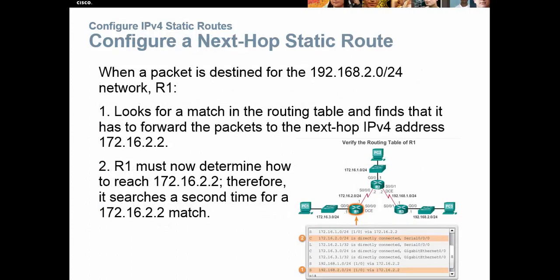So let's look at this. When a packet is destined for the 192.168.2.20 network on router 1, first it looks for a match in the routing table and finds that it has to forward the packets to the next hop IPv4 address of 172.16.2.2. R1 must now determine how to reach 172.16.2.2. Therefore, it searches a second time for the match.